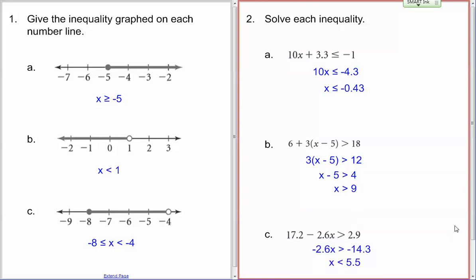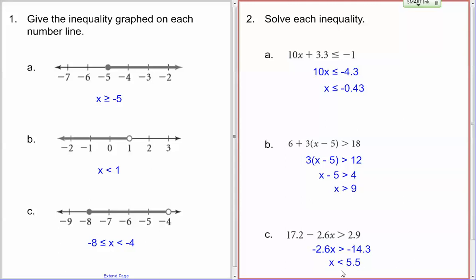And the last one here's got a little bit of trickery to it. Not just the difference between solving inequalities and solving equations. So first I subtracted 17.2 from both sides. That gave me -2.6x is greater than -14.3. Don't forget to bring that subtraction sign down as a negative. And then I divided both sides by -2.6, and that gives me x is less than 5.5. We know that when you divide by a negative, and we're dividing by a -2.6, that flips the inequality around.